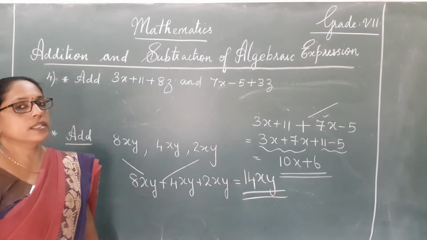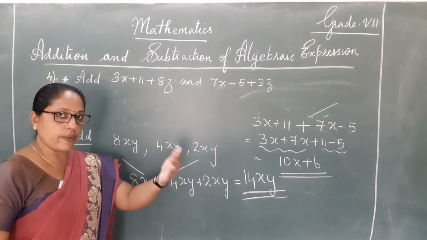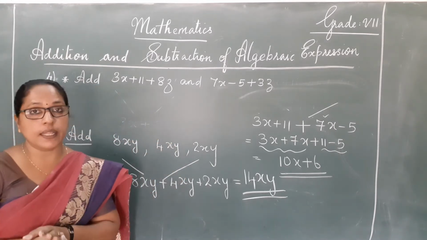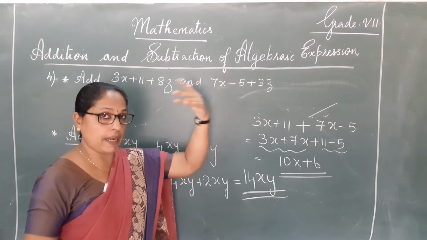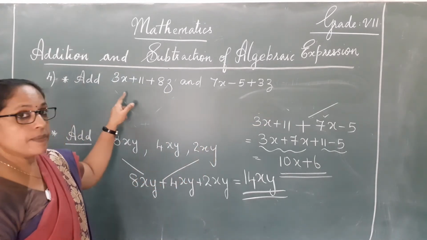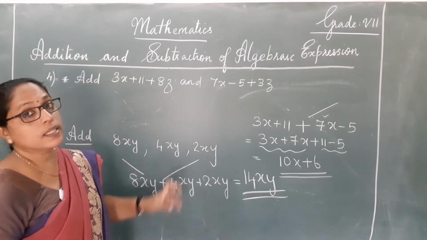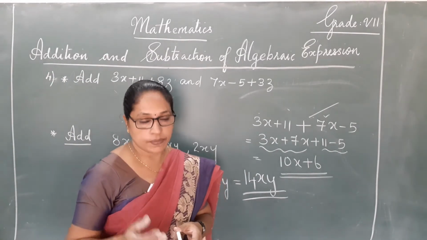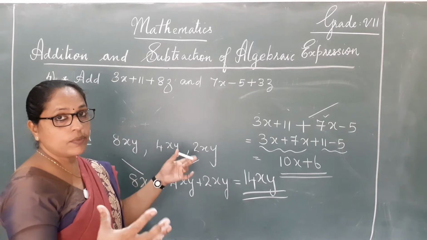Okay. Now you can see, as we are moving on to the next question, next level, you can see the number of terms increasing. In the previous problem, the third problem, we discussed binomial. Now you see how many terms are there. Come on. 1, 2, 3. What is it? 3 terms. What do you call a 3 terms expression? Yes. Trinomials.